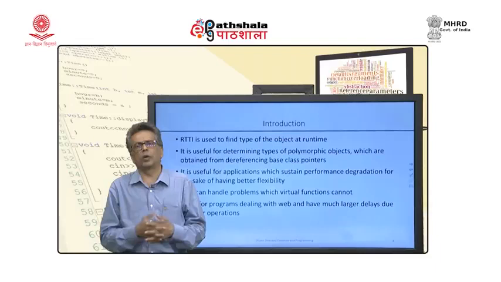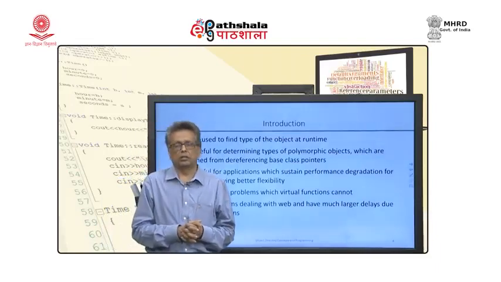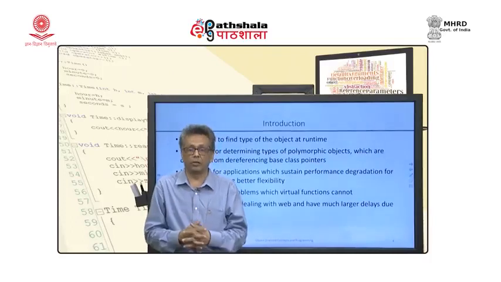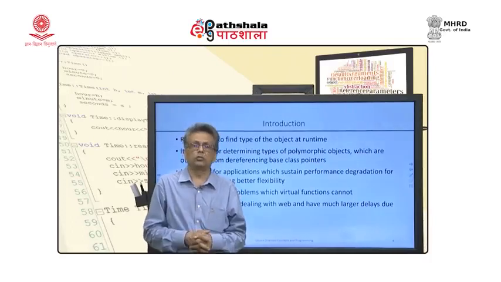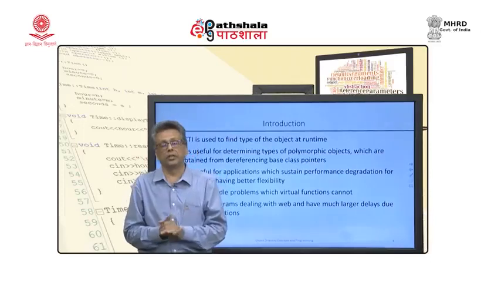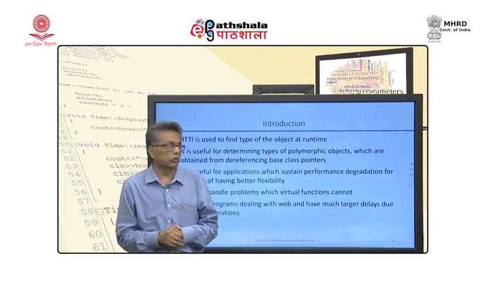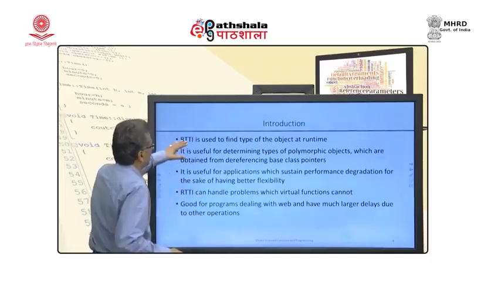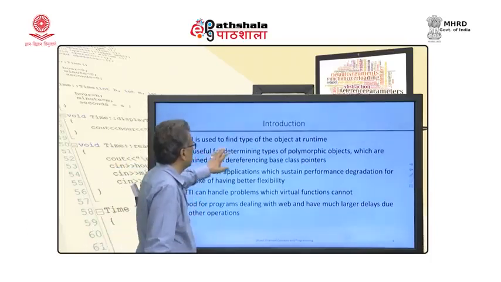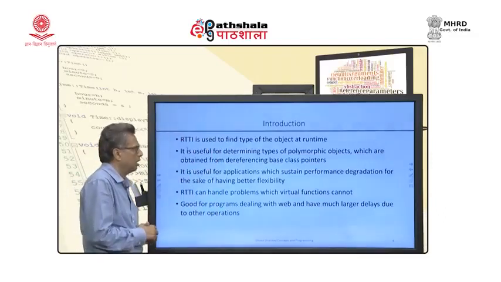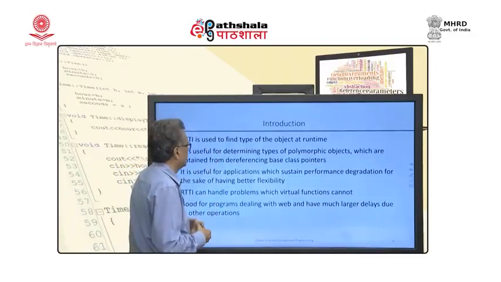Okay. So, whenever we deal with them, sometimes we would like to know the type of the object that we are pointing to and take a decision about that. RTTI is all about doing that, and we will be discussing it in these two modules. As I said, runtime type information or RTTI is used to find the type of an object at runtime, and we are dealing with polymorphic objects actually.